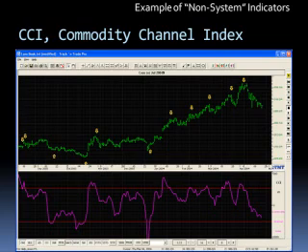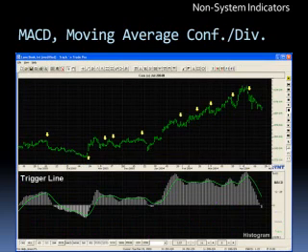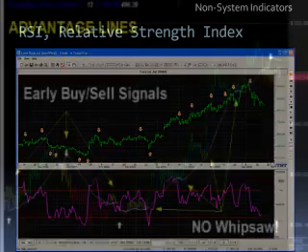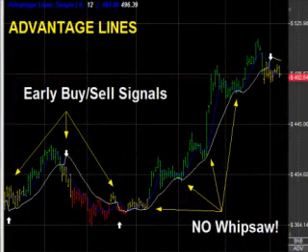You'll never be confused as to which side of the market you should be on, as you are with more traditional indicators such as the CCI, which gives multiple buy and sell signals in a row, the MACD, which also gives multiple buy and sell signals in a row, and here's the RSI, which too gives multiple buy and sell signals in a row. Take a closer look. Here's my advantage lines again. Notice that we only have one sell signal for each buy signal.